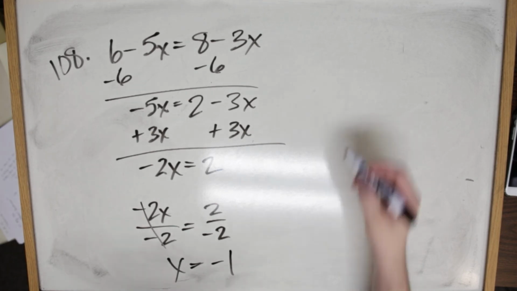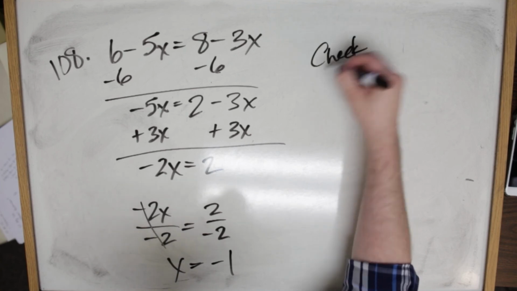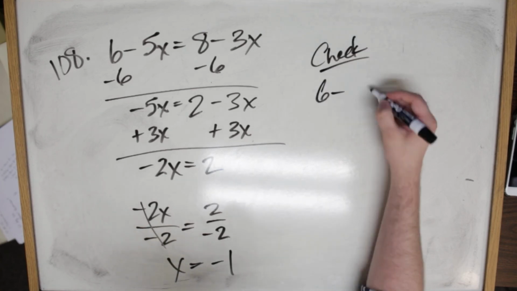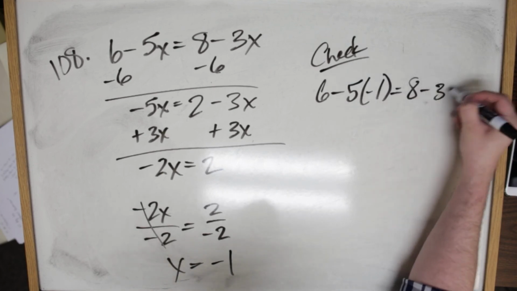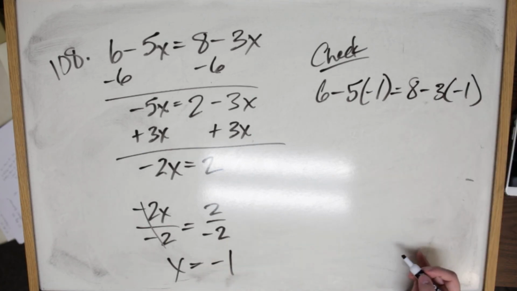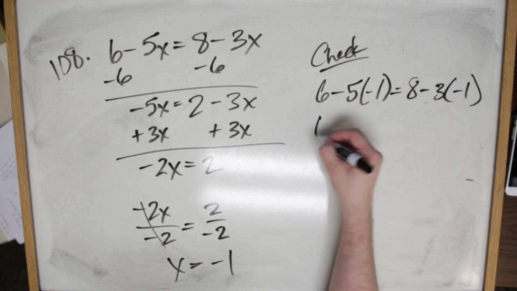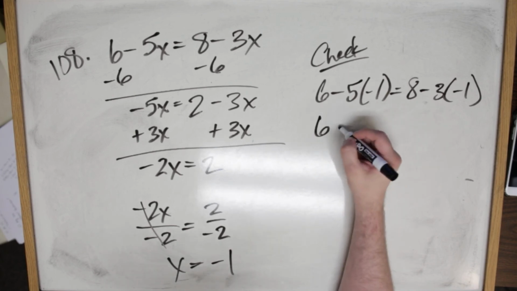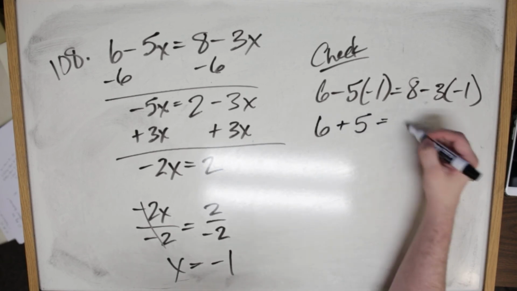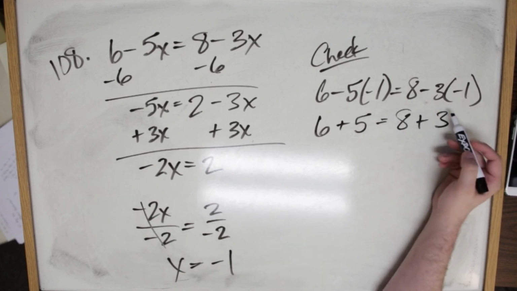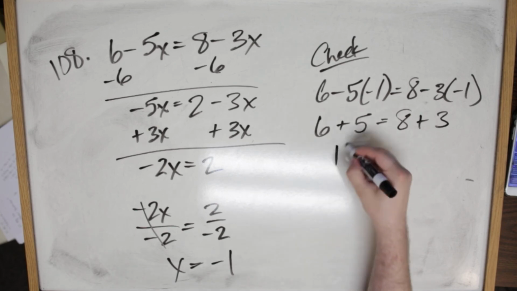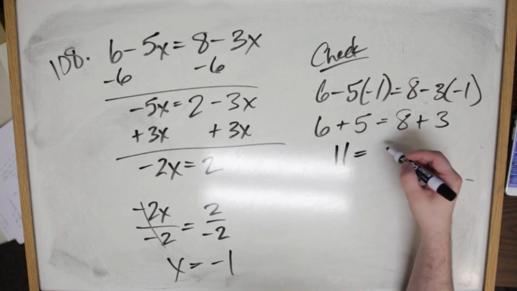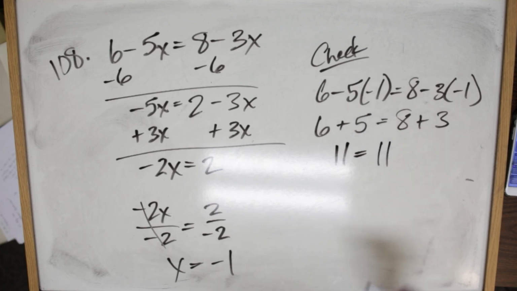Now let's check it. So here's our check. 6 minus 5 times minus 1 is equal to 8 minus 3 times minus 1. So let's do our multiplication first, our order of operations. This is going to turn into a 5. This is going to turn into a plus 3 because I've got two negative signs. And this means that I've got 11 equal to 11. And that means I'm done.